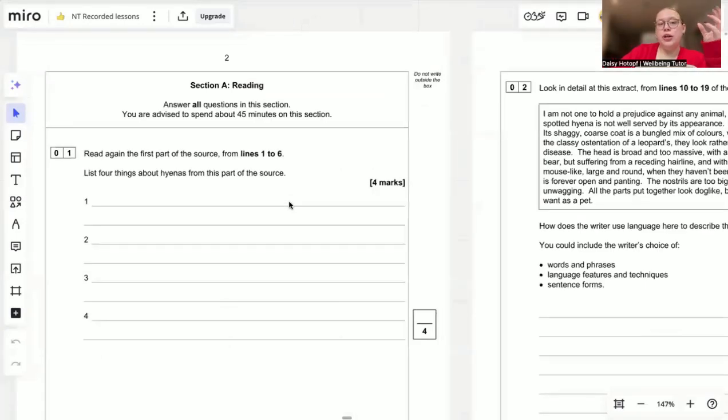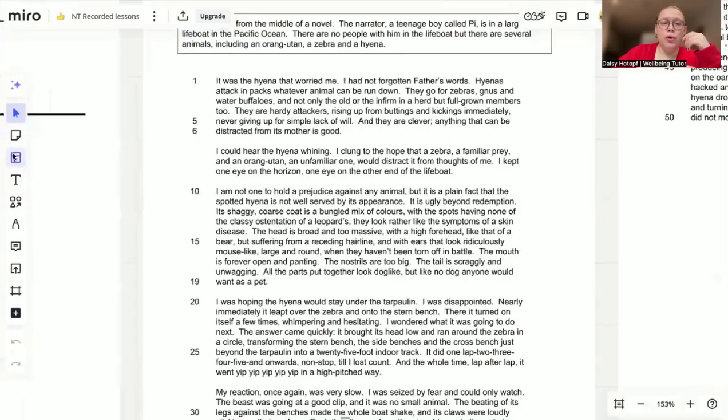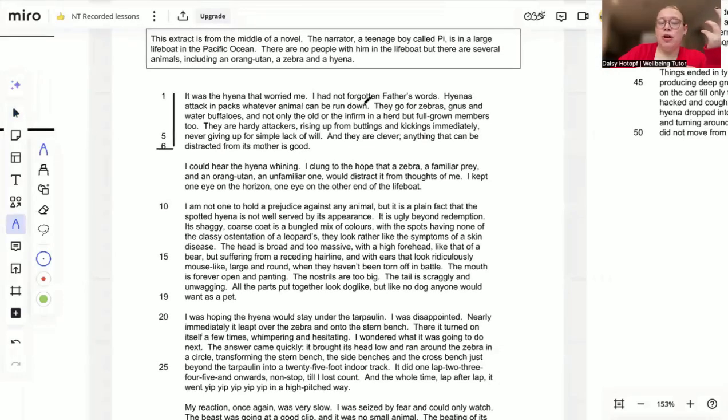So this question: first part of the source, lines 1 to 6, list 4 things about hyenas from this source. If we go down to the paper, you do lines 1 to 6, you make a little mark. They've actually put the 6 in here to remind you this is where 6 ends, which is very nice. And this first paragraph: "It was the hyena that worried me. I had not forgotten Father's words. Hyenas attack in packs. Whatever animal can be run down." So that could be 1. "They go for zebras, gnus, and water buffaloes, and not only the old or the infirm in the herd, but the full-grown members too." So that's 1, 2, 3.